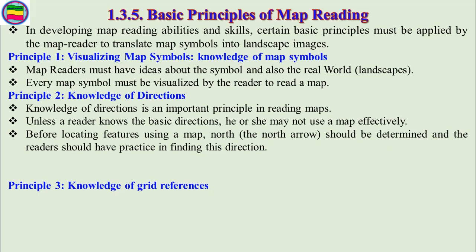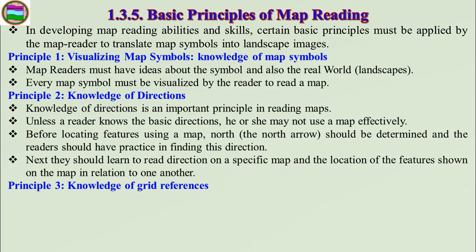Where is the north? By using that north direction, we can determine the different types of directions. And next, they should learn to read direction on specific maps and the location of the feature shown on the map in relation to the position of the other features. For that, there should be a north arrow, and the map readers should have the knowledge of the direction or the reading of the map based on the northing.